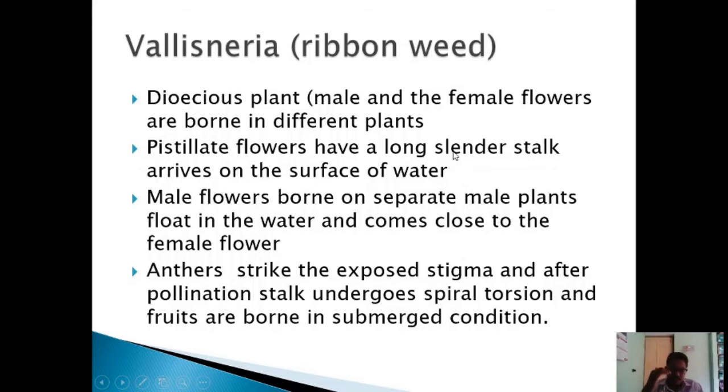It comes on the top of the surface of water, so that it picks up the pollen grains. The male flowers borne on the same male plants float in the water and come close to the female flower. Anthers strike the exposed stigma, and after pollination, the stalk undergoes a spiral torsion and fruits are borne in the submerged condition. Now it bends. Once fertilization has happened, pollination has occurred. Now it bends inside like a spiral torsion, and then fruits are borne in a submerged condition.